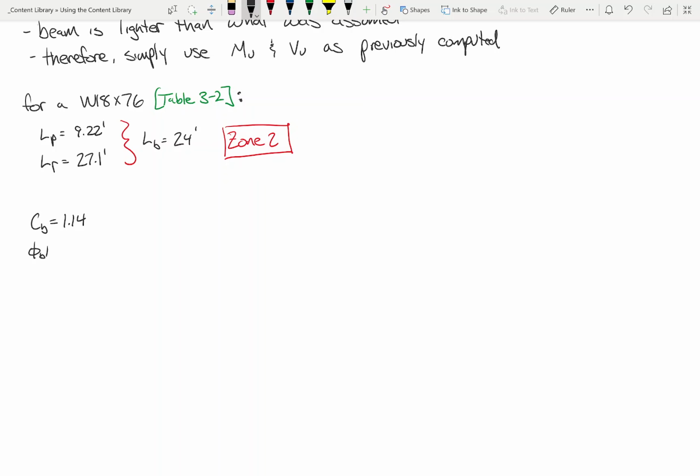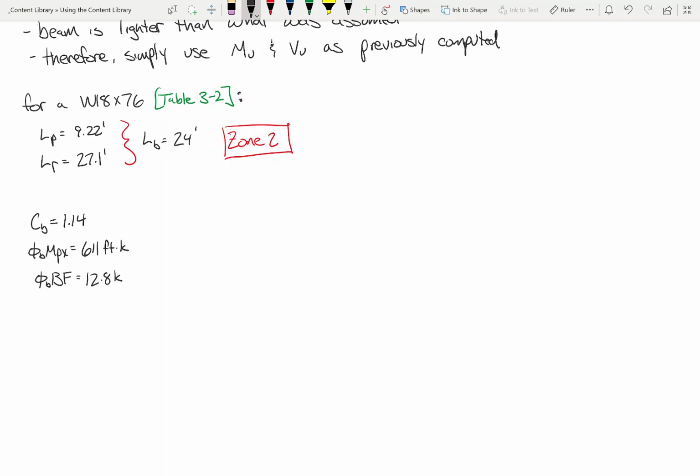So what is phi Mp for a W18 by 76? 611. Okay, what's another term that I need? phi b BF. I need phi b BF. And that's the slope of that line in zone 2. And what is that? 12.8.